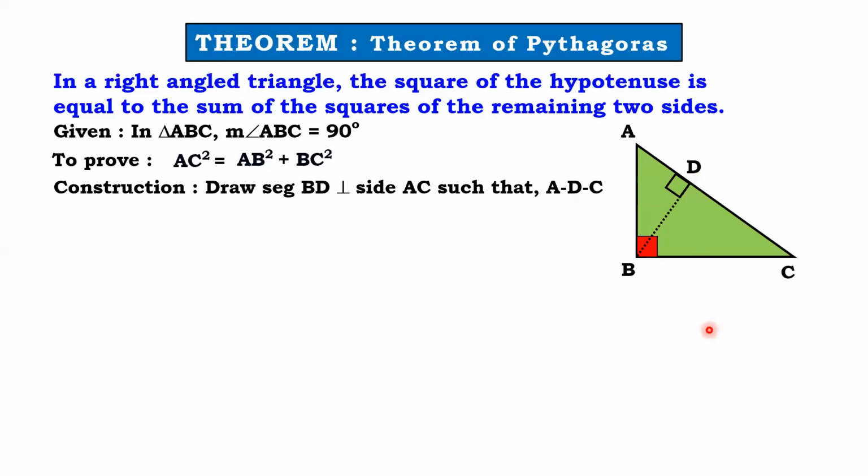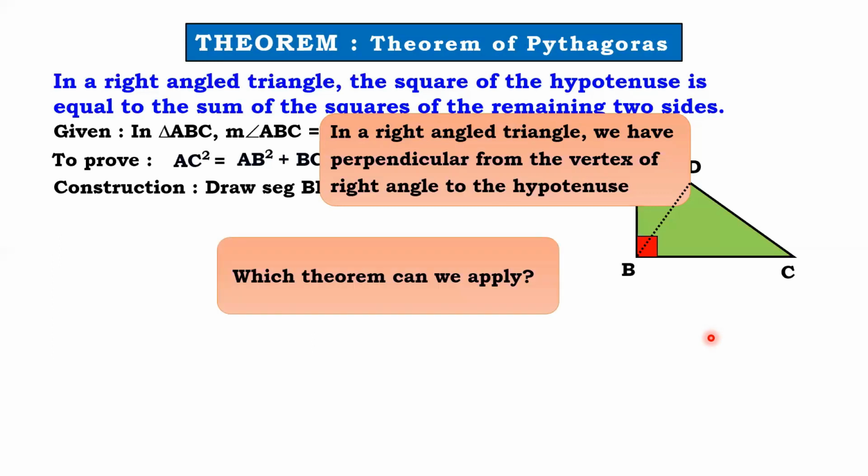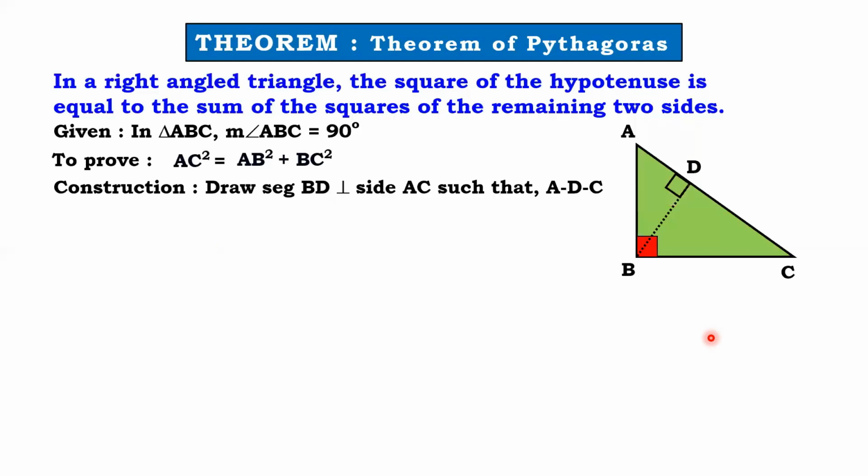Fine. Now students, if you see the figure, it's very clear. In a right angle triangle, we have a perpendicular from the vertex of the right angle to the hypotenuse. If these two conditions are satisfied, which theorem can we apply here? Yes, we can apply the theorem on similarity of right angle triangles. So let us apply that. Let us start with the proof.